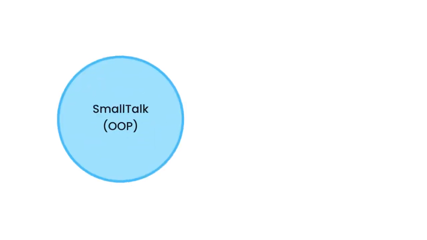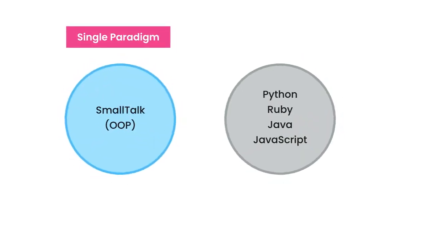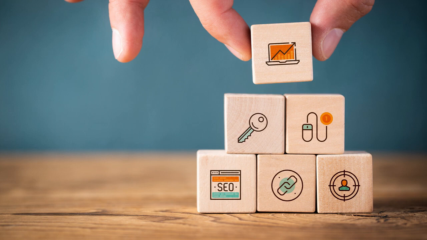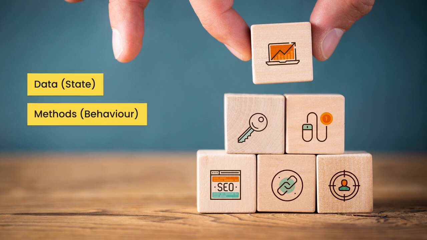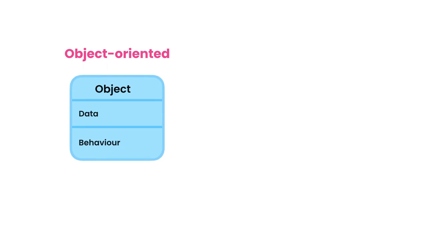Some languages like Smalltalk support a single paradigm. Other languages like Python, Ruby, Java, and JavaScript, to name a few, support multiple paradigms. In object-oriented programming, everything is based on the concept of objects. These objects are units that contain some data, also called state, and operations on the data, also called behavior. These are the methods or functions that modify the data. So in object-oriented programming, we bring together the data and methods that operate on it in a single object.